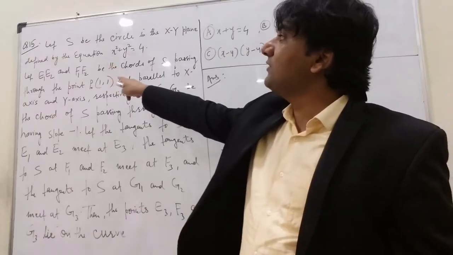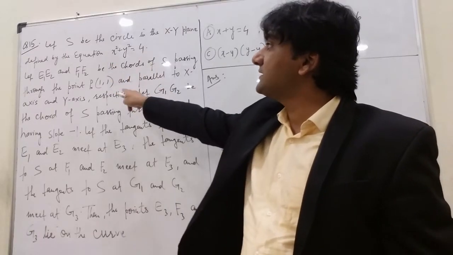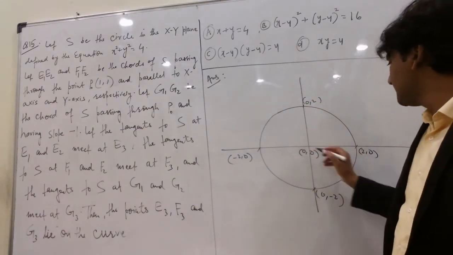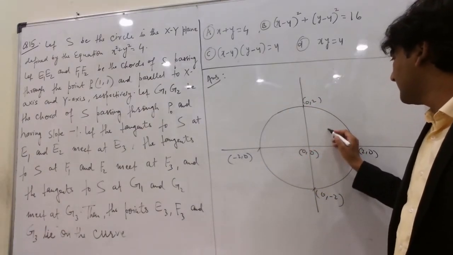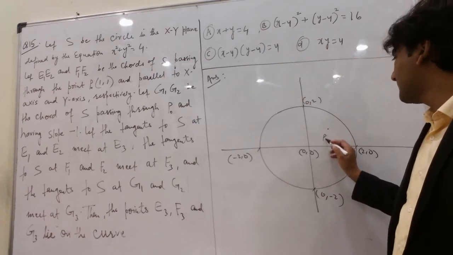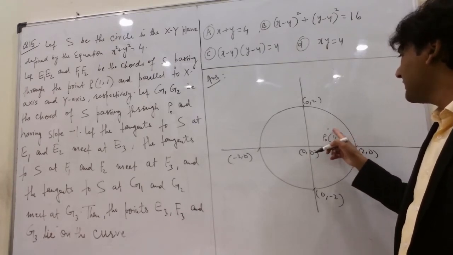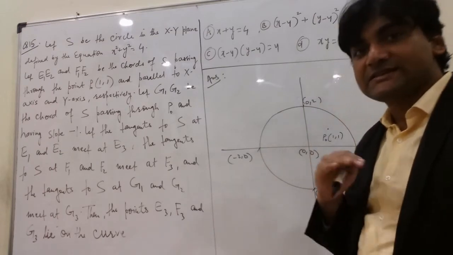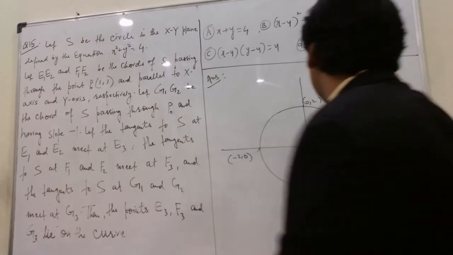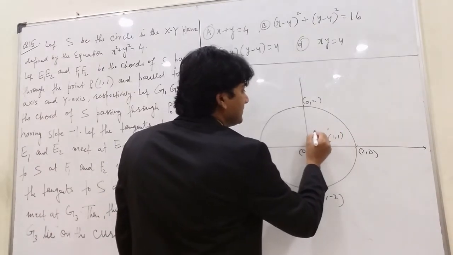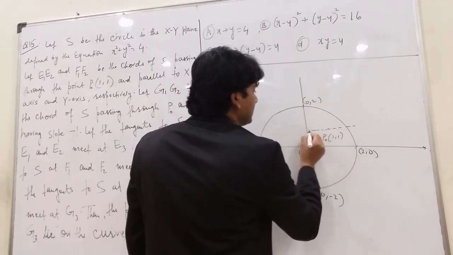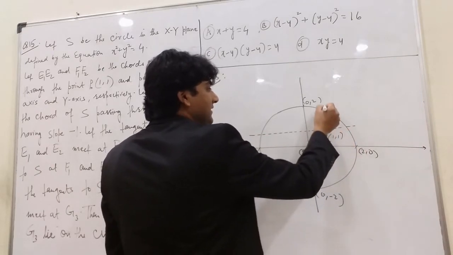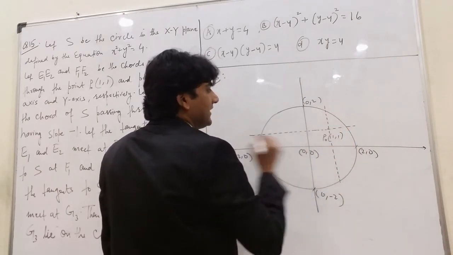What is this? E1, E2 and F1, F2 be the chords of S passing through P naught (1, 1). So this is 2, this is 2, so (1, 1) will be here, and this is P naught. From here we have to pass 2 chords, parallel to the x-axis as well as parallel to the y-axis. So this is my chord, parallel to the x-axis, and here parallel to the y-axis.